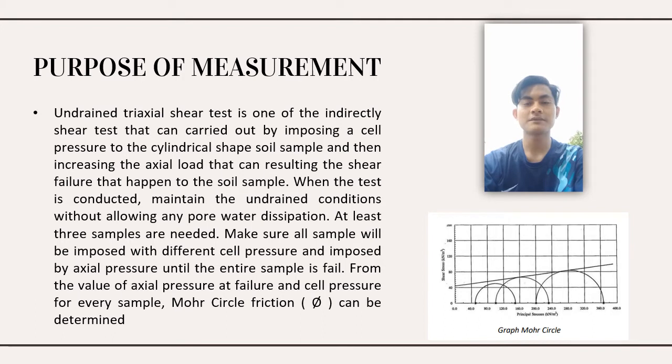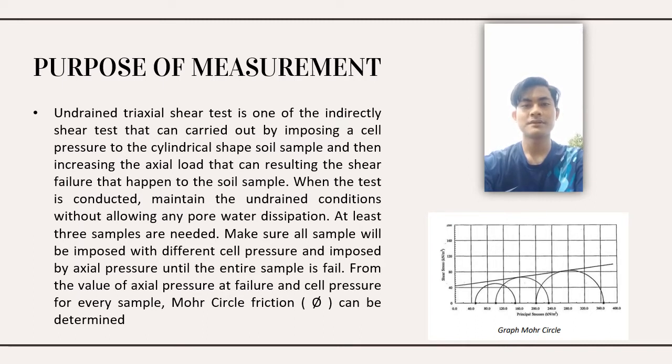The purpose of measurement. The unconsolidated undrained triaxial shear test is one of the indirect shear tests that can be carried out by imposing a cell pressure on the cylindrical shaped soil sample and then increasing the axial load, resulting in the shear failure that happens to the soil sample. When the test is conducted, maintain the undrained conditions without allowing any pore water dissipation. At least 3 samples are needed.